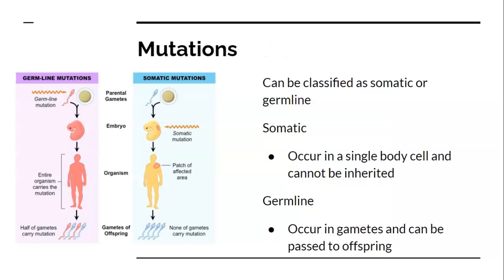Now, mutations. We talked a little bit about mutations already, but they really come down to 2 classifications, somatic or germline. So somatic means that it's happening in a single body cell, and germline means that it's happening in your gametes. Well, if you have a mutation that happens in a single body cell, that's it. It just happens in that body cell, but it can't be inherited and it can't be passed on to offspring. But if you have a mutation that happens in the germline, that means it happens in the gametes. And if it's happening in the gametes, it can absolutely be passed on to your offspring.